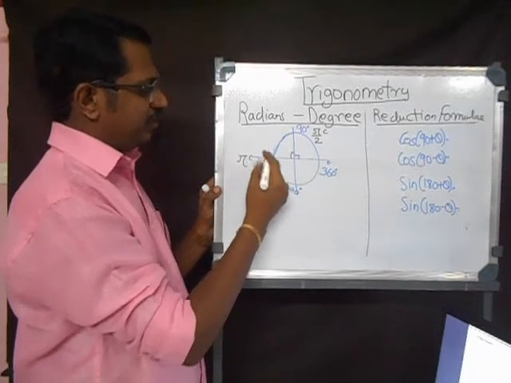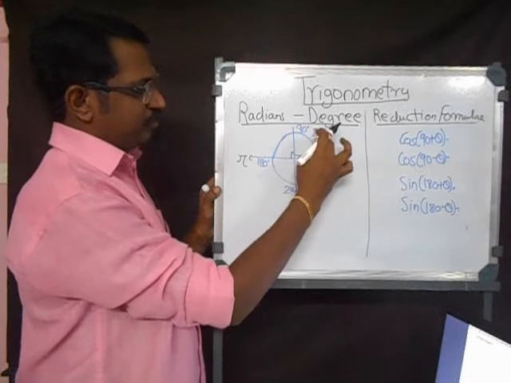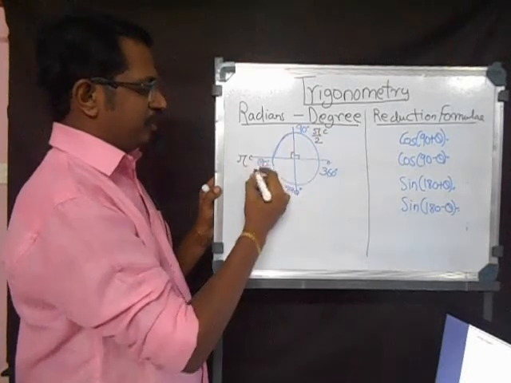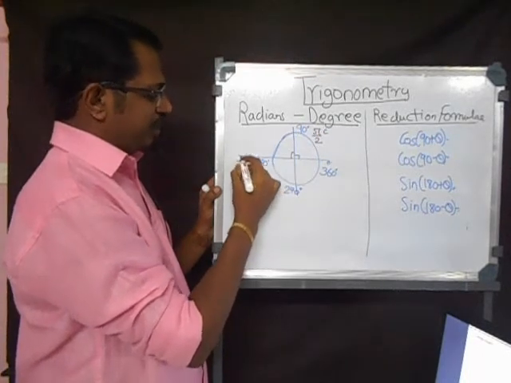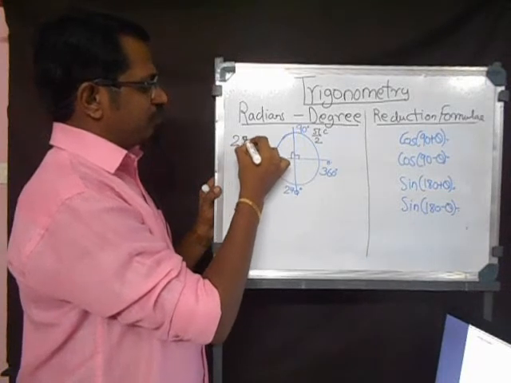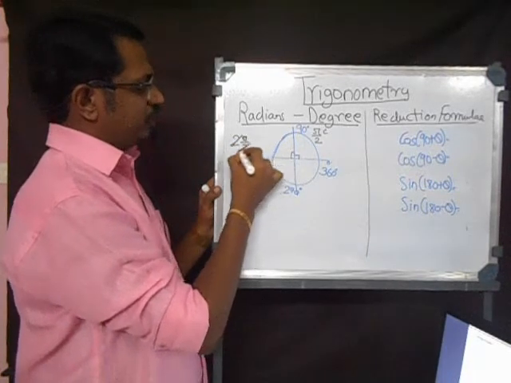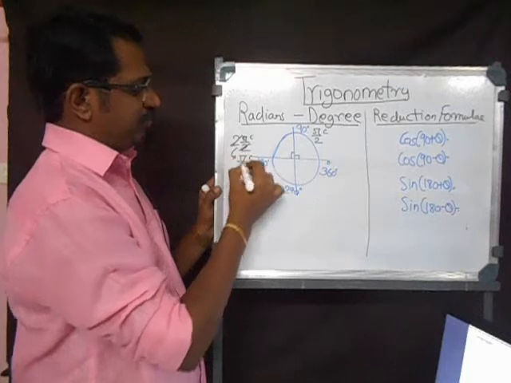If you can solve this way, this is pi by 2 and one more pi by 2, that is 2 times pi by 2. You will get the same answer, 2 times pi by 2. 2 and 2 will cancel out, you will get the same pi radian.